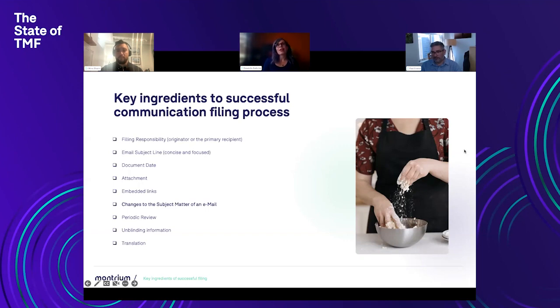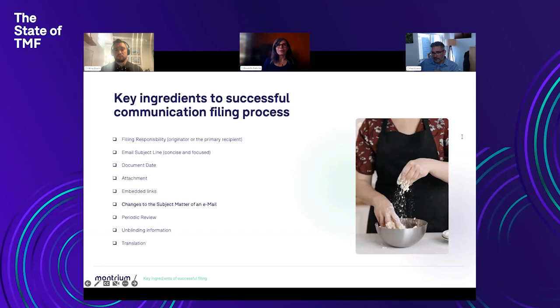The email subject line. Even in that case, people need to be educated on how to write an email subject line. It must be concise and focused. So don't repeat information, don't add useless information, just put what is relevant to make the content of the email clear. Document date. We have a requirement that emails have to be in chronological order, so it's very important to define the document date as a rule.